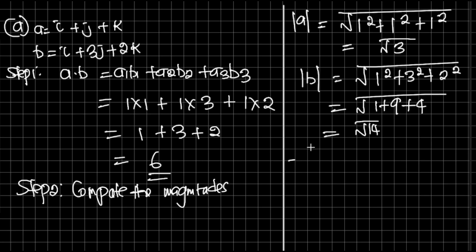So what's the next step now? We have the magnitudes. So step 3 will compute theta. We use our formula: cos theta equals a dot b all over magnitude of a times magnitude of b. So what's a dot b? That's 6. So cos theta equals 6 divided by root 3 multiplied by root 14. Okay, and then we need a calculator at this point. Get your calculator and let's work along.